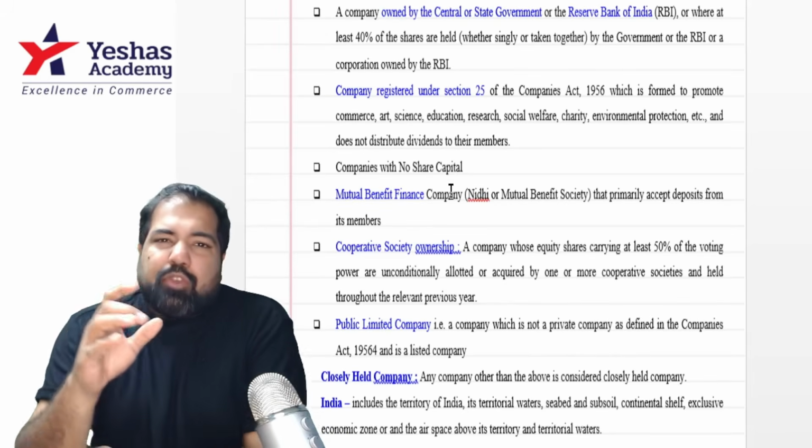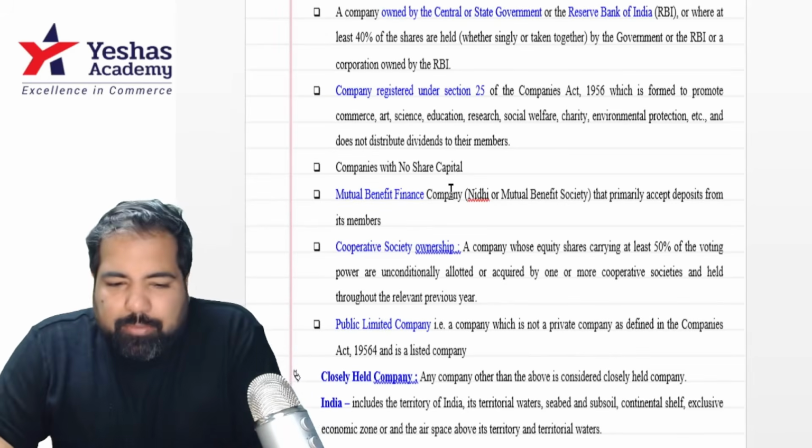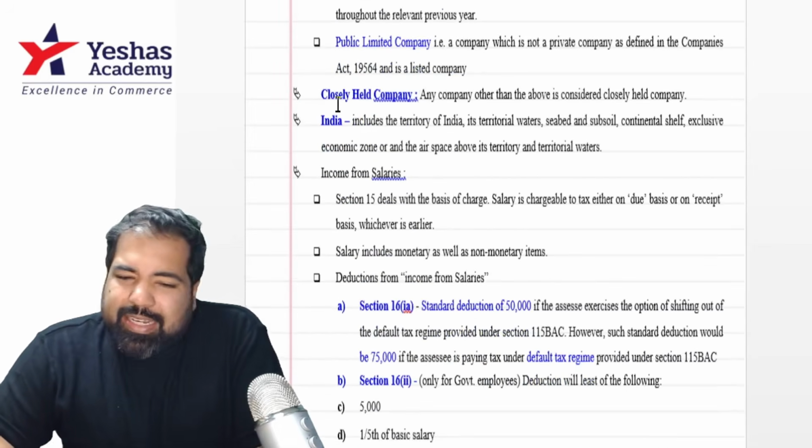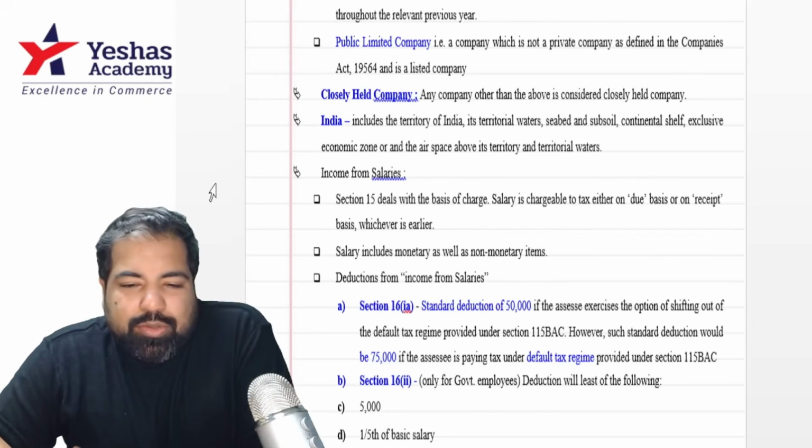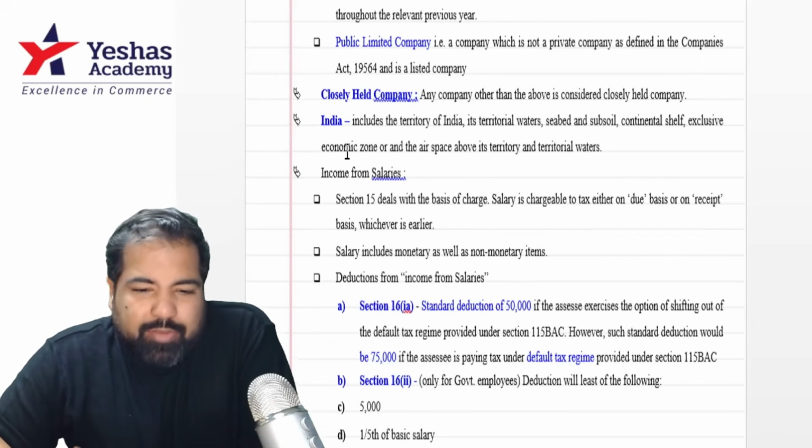In the exam, if you see a private limited company, generally it's a closely held company. Next, India. Guys, you know the map well, so many states, etc. But India also includes the territorial waters, seabed, continental shelf, etc.